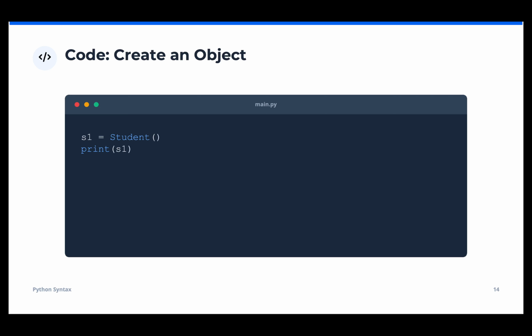So how do we create an object? Here we are creating an object with s1 equals, then calling the class Student, and then printing the object. Just calling the class name like a function creates the instance. You can see that classes are used to generate actual program entities.